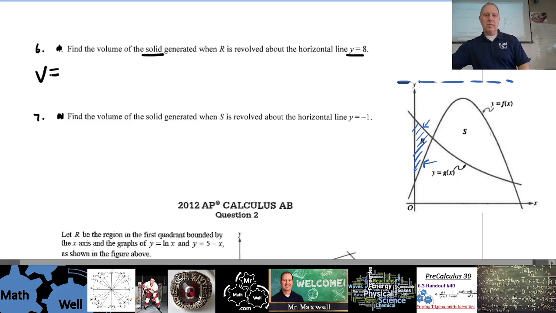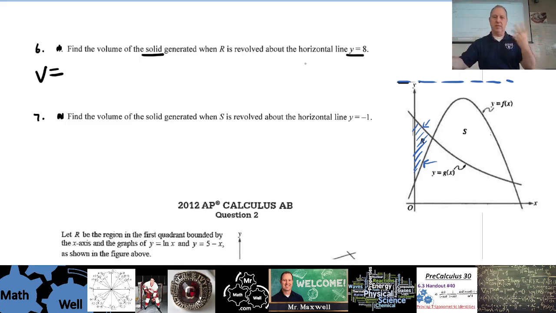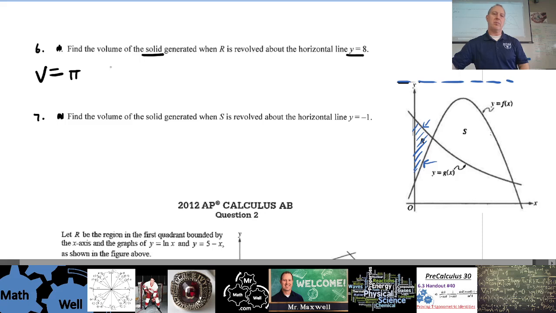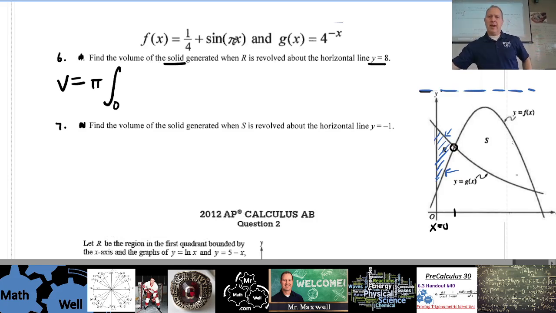The volume is going to be pi r squared. We're doing a series of these disks or washers. So we have the pi as a constant out there. We do need an integral. R begins here at x equals 0, and then R ends over here at x equals this intersection point. So we're going to go from 0 to, we've done this already before, 0.17822.